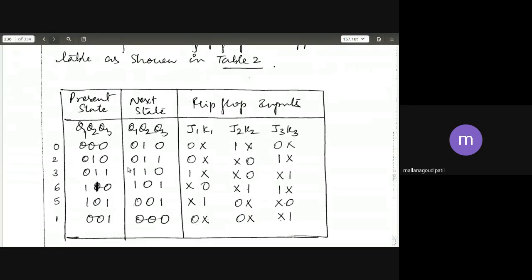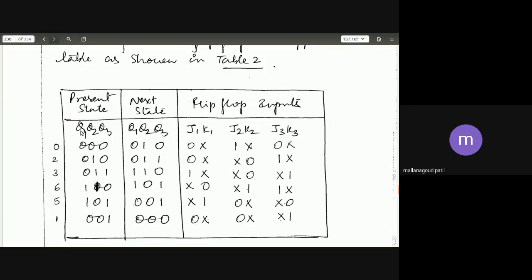What was it? 0. What do you need? 1. Then 0 to 1 means set or reset? Set. It is the set case. I will repeat once again: 0 to 0 retain, 1 to 1 retain, 0 to 1 set, 1 to 0 reset. So 0 to 0 and 1 to 1 are the retain case, 0 to 1 is the set case, and 1 to 0 is the reset case.